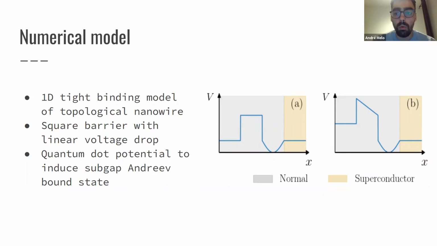So what we did is we took a 1D tight binding model of a topological nanowire, and we used a square barrier to couple the two, but we allow this barrier to have a linear voltage drop. So usually in linear response, there would be no voltage dependence on this barrier. Here we are saying when we apply a voltage, what happens is that we raise the band bottom on the left side, and then we drop the voltage linearly across the barrier.